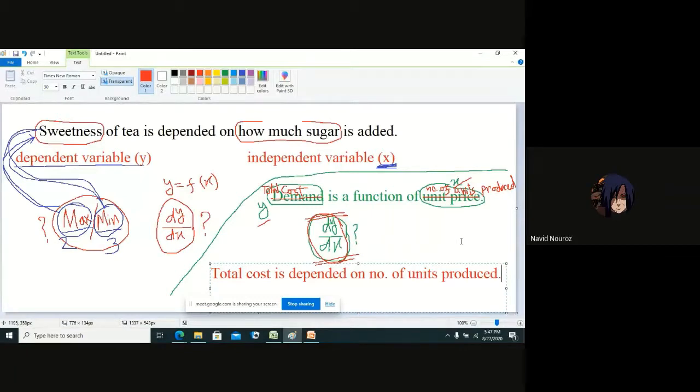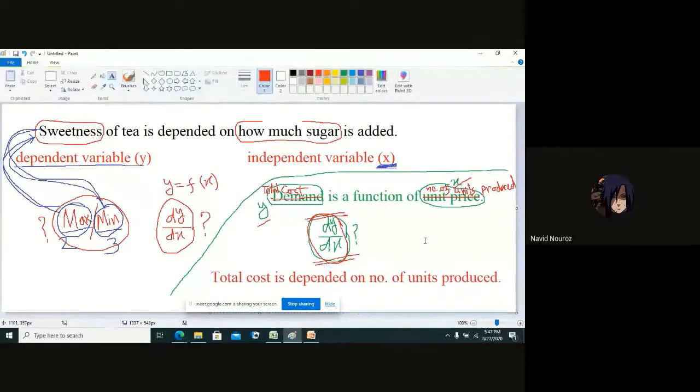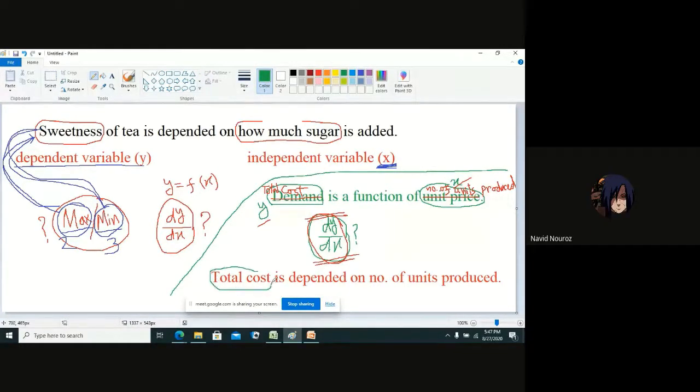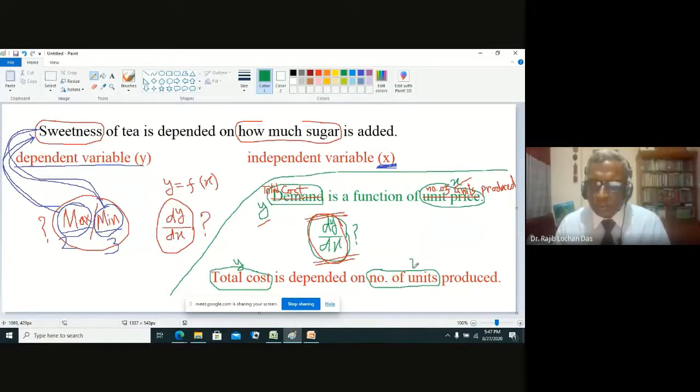Sir, for the total cost. Yes, sir. So dy/dx, if we say it like that, that means if total cost is y, then depending on the units produced, the change in total cost will happen. So what is the meaning of dy/dx?